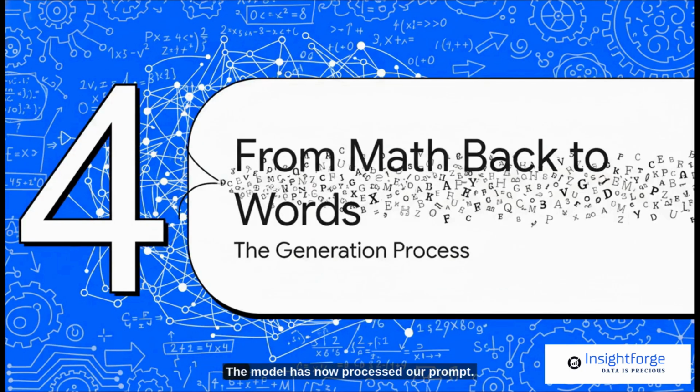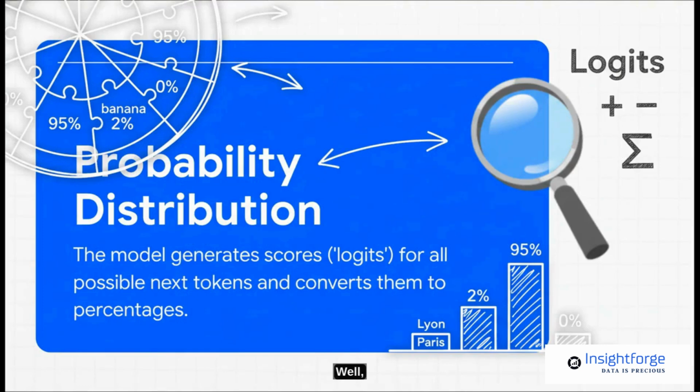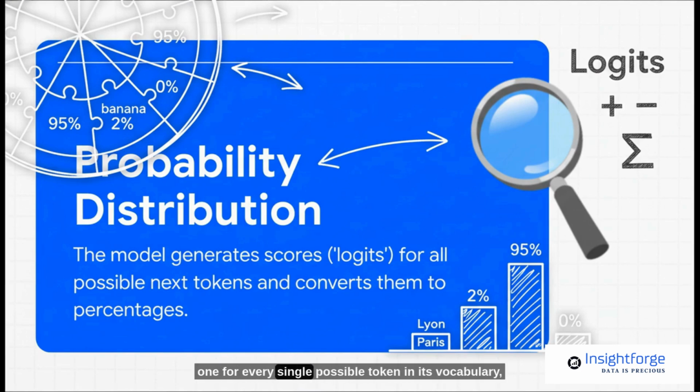Okay, deep breath. The model has now processed our prompt. It's built this incredibly rich, multi-layered mathematical understanding of what we've asked. So, how on earth does it turn all of that abstract math back into a response we can actually read? Well, at the very, very end of this whole pipeline, the model produces a giant list of scores. They're called logits, one for every single possible token in its vocabulary, which can be tens of thousands of tokens.